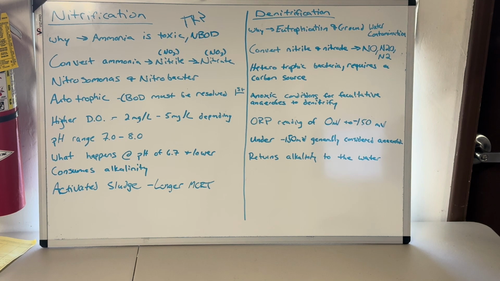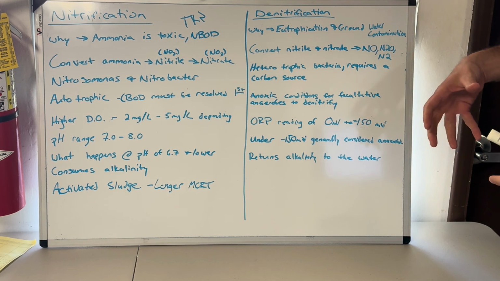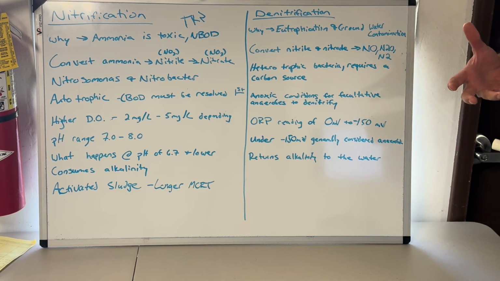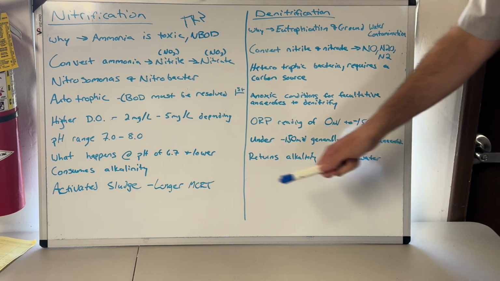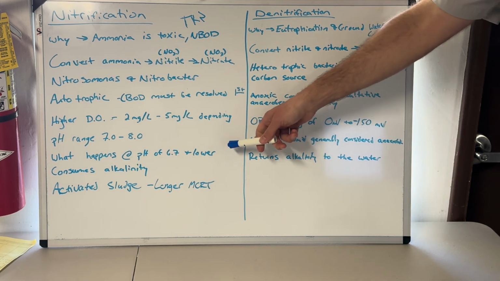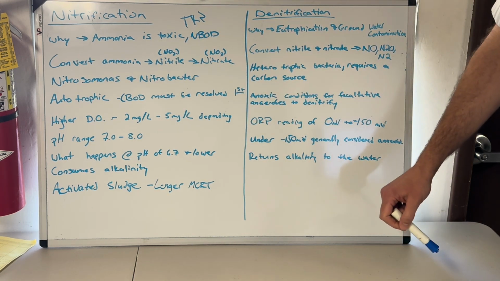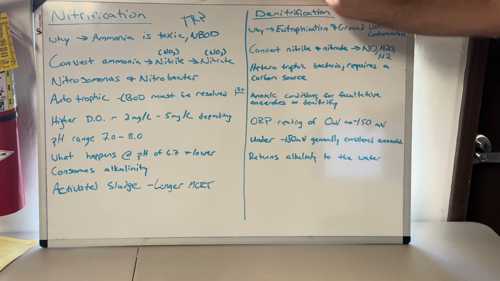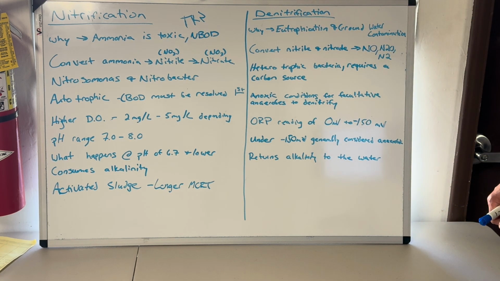So the ideal pH range is 7 to 8. My happy place is about a 7.4. Why is pH important? As you get into lower pH areas, the bacteria start becoming inactive, and they start struggling to uptake oxygen. What happens at a pH of 6.7 and lower is oxygen uptake starts diminishing. And at about a pH of 6, pretty much all nitrification activity is stopped.